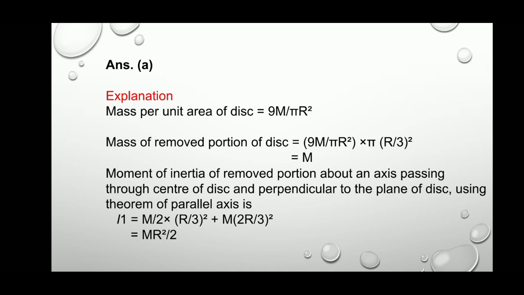Here we can find the moment of inertia of the complete disk and the moment of inertia of the removed part separately, and the difference will give us the moment of inertia of the remaining part of the disk. To find the moment of inertia of the removed part, first we need to find its mass. By calculating the mass per unit area of the disk, we can multiply it with the area of the part removed to find the mass of the removed portion of the disk. Once we have the mass, we can apply the parallel axis theorem to find the moment of inertia of the removed part. Let it be I1, and we find it as mr²/2.